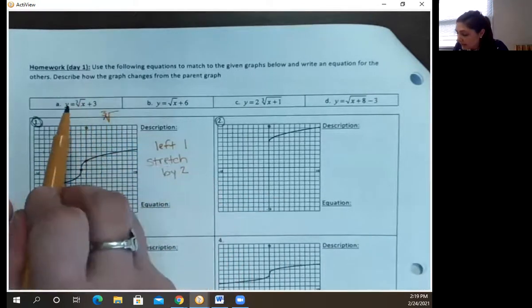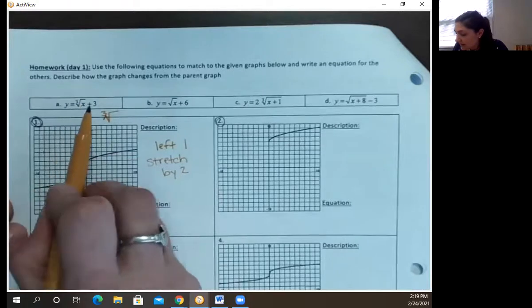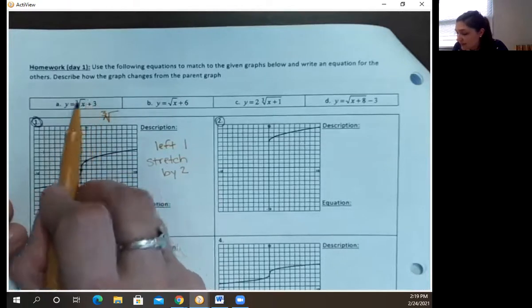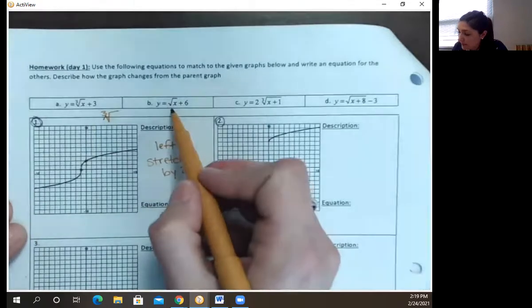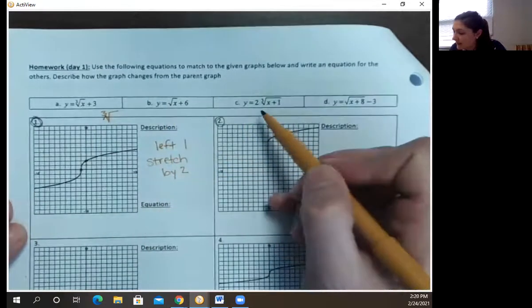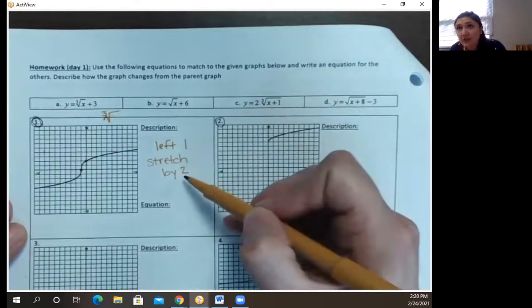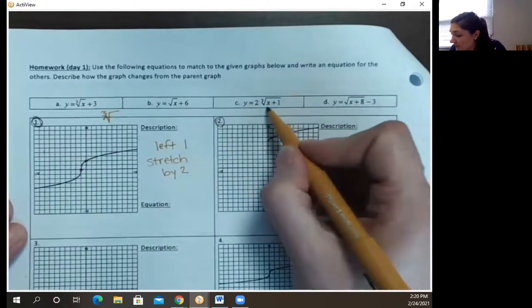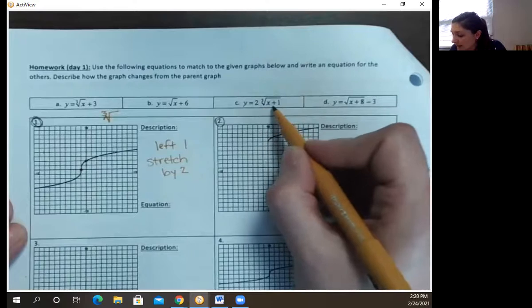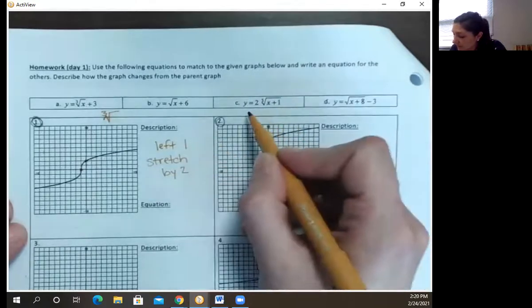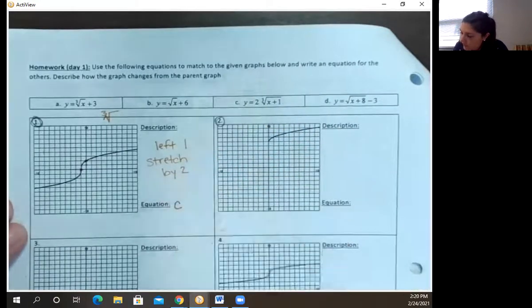Well, it's not A because that's not stretched at all. And this would move me up 3, not to the left 1. B is a square root graph. C is another cube root. I have a 2 for a lead coefficient. That would stretch me by 2. And then this plus 1 under the root with the x would move me to the left 1. So my equation here would be C.